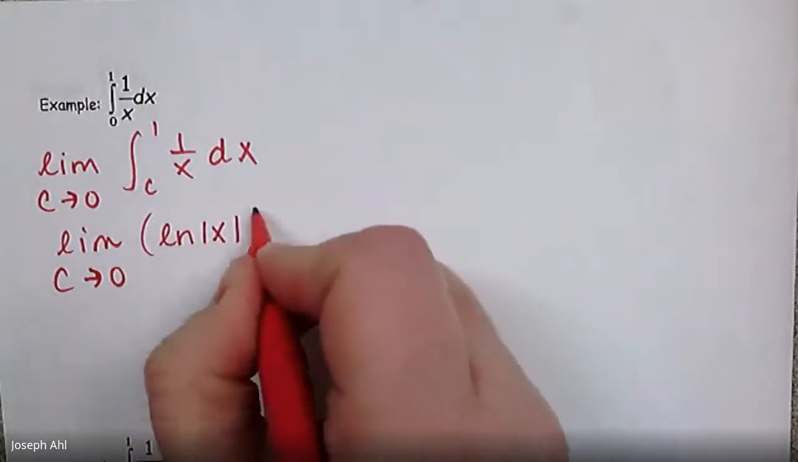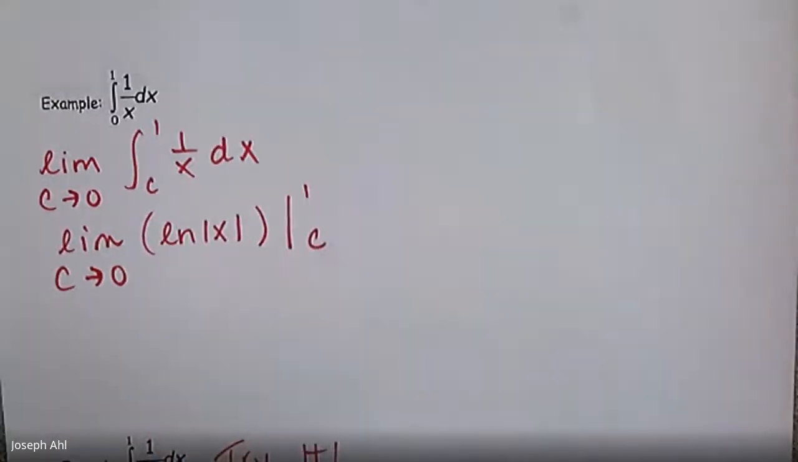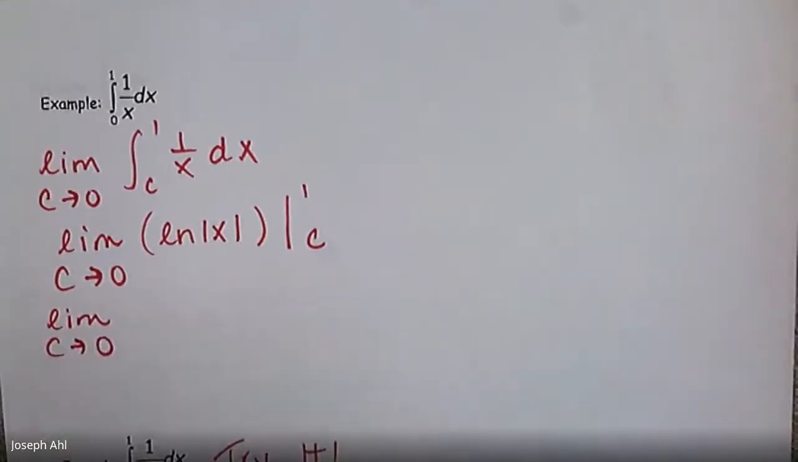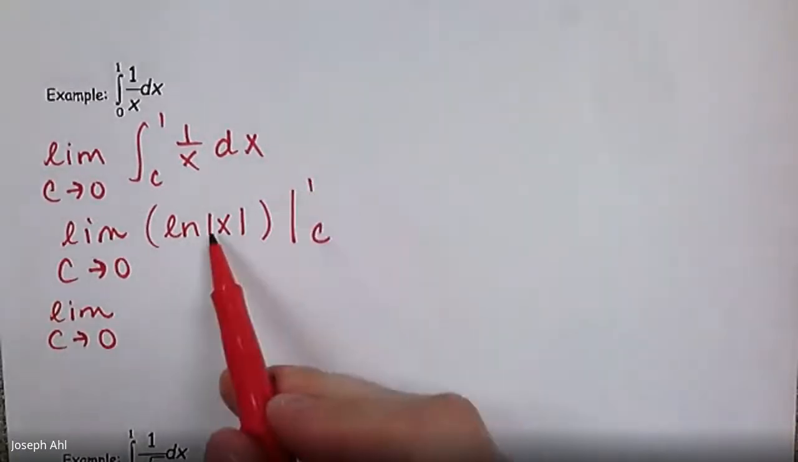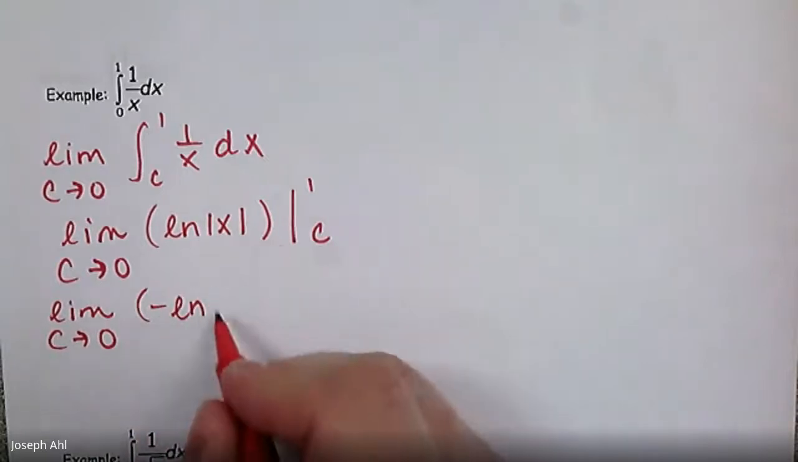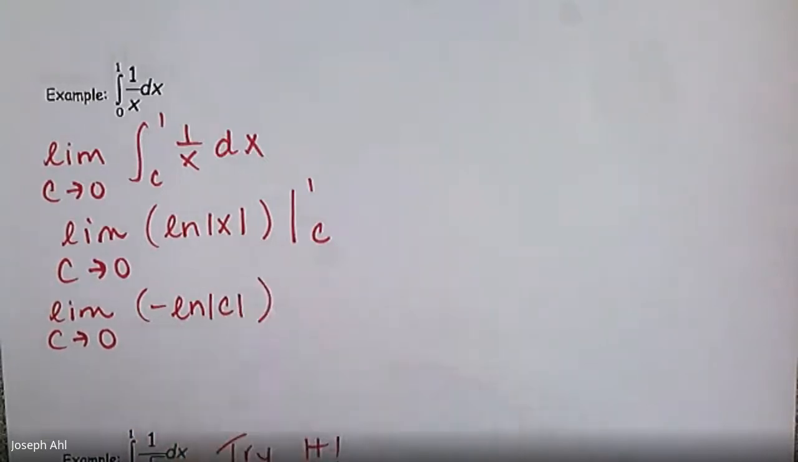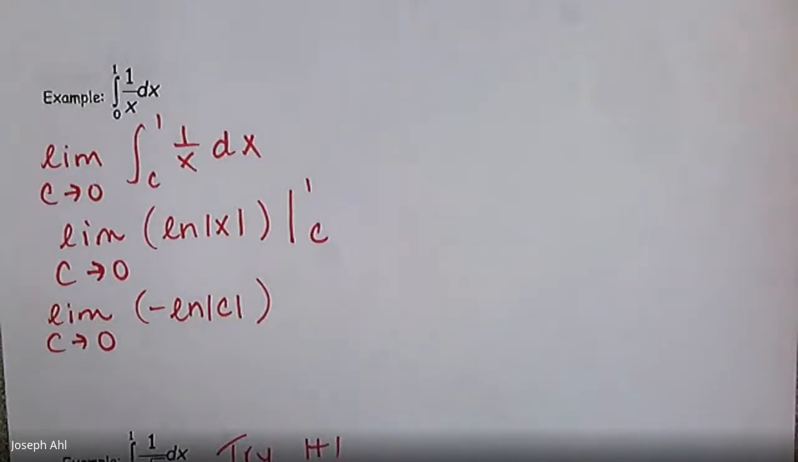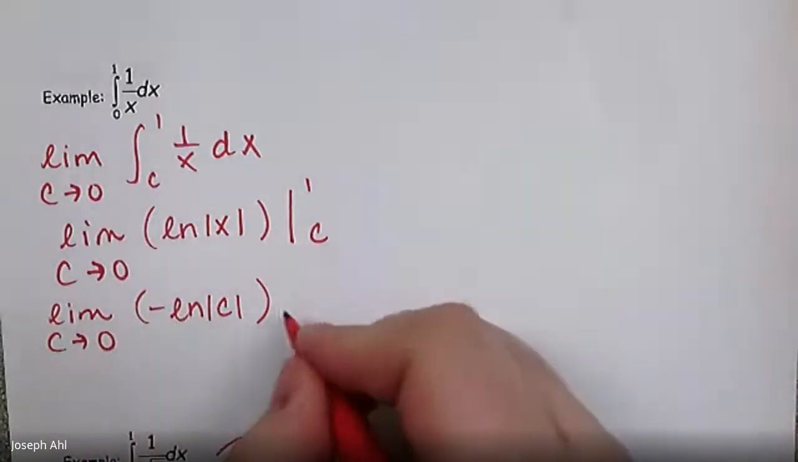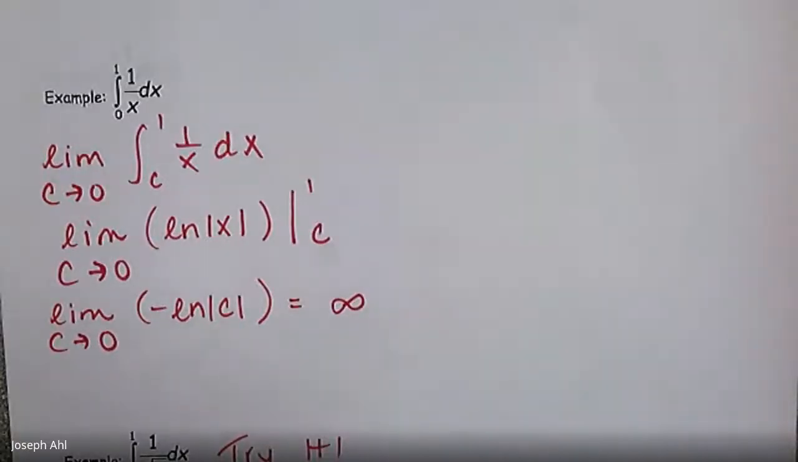ln absolute value of x. And then we have to plug in our bounds from 1 to c there. So it's going to be the limit as c goes to 0 of, well, ln of 1 is going to be 0. So then you're going to get minus the ln of absolute value of c. Okay. And think about what's happening here. As c goes to 0 for the graph of ln of x, we're approaching negative infinity. Or if you think of the negated form of that, it would approach positive infinity. Okay. So this winds up being infinite.